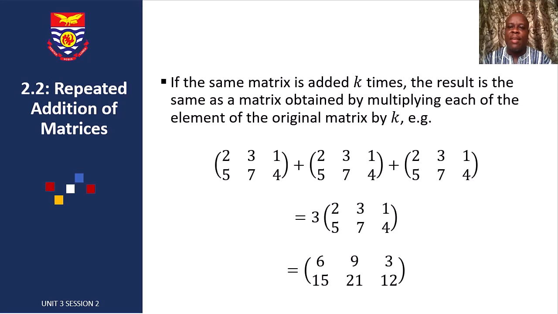So let's look at the example there. The matrix is 2, 3, 1, 5, 7, 4, and it is being added 3 times. So instead of repeating it 3 times, you use 3 to multiply the matrix. The 3 is now a scalar, so it will multiply each of the entries of the matrix. So 3 will multiply 2 to give you 6. 3 will multiply 3 to give you 9. 3 multiplies 1 to give you 3. Then 3 will multiply 5 to give you 15. 3 will multiply 7 to give you 21, and 3 will multiply 4 to give you 12. That becomes the answer for that addition.